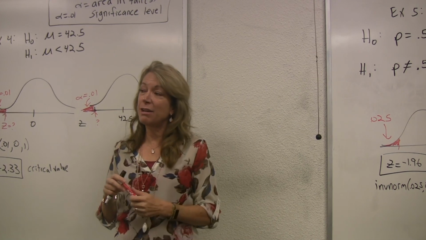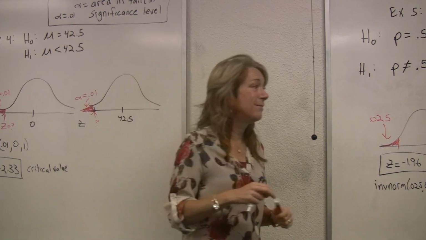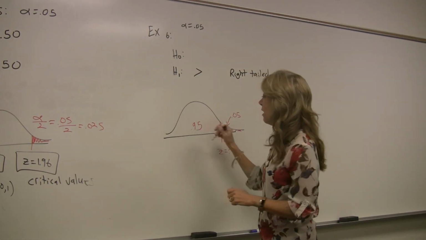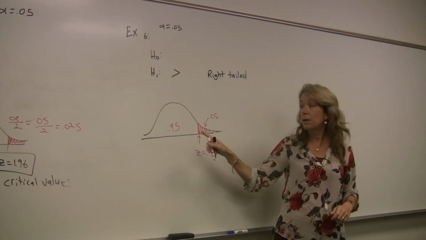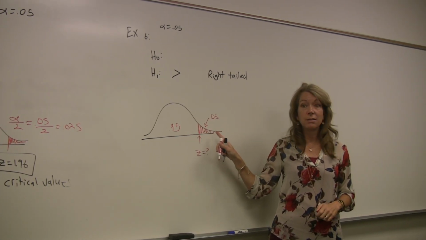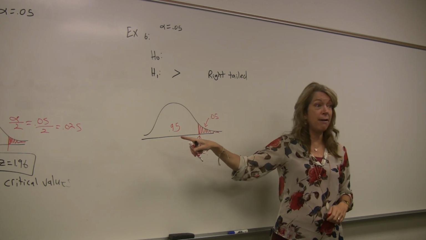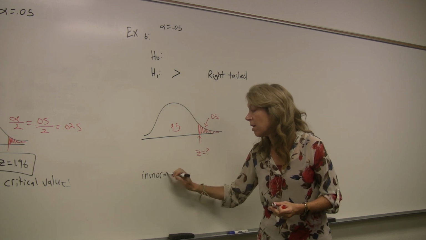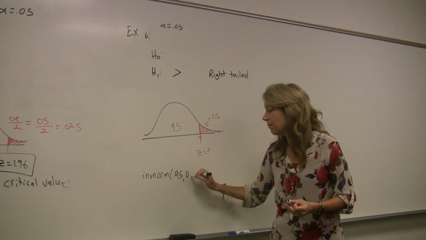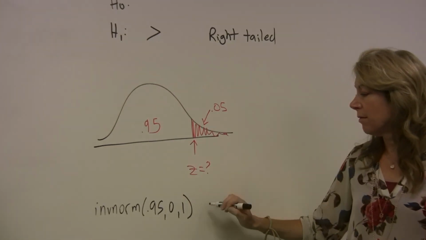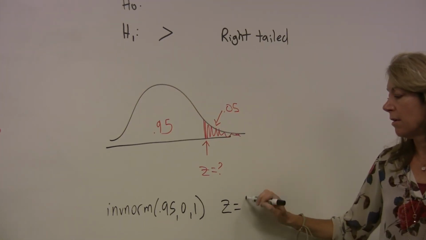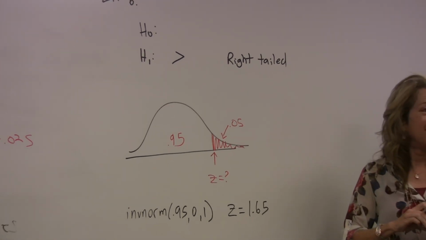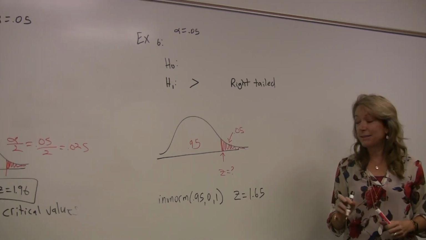So how am I going to find this critical value? You subtract 0.05 from 1, and then put that in inverse norm. Yes, we need to know the area to the left to use inverse norm. If I have 0.05 on the right, the complement of that is 0.95 on the left. So then I'm going to do inverse norm of 0.95. 1.65, sounds familiar. It's probably actually 1.645 to be exact.